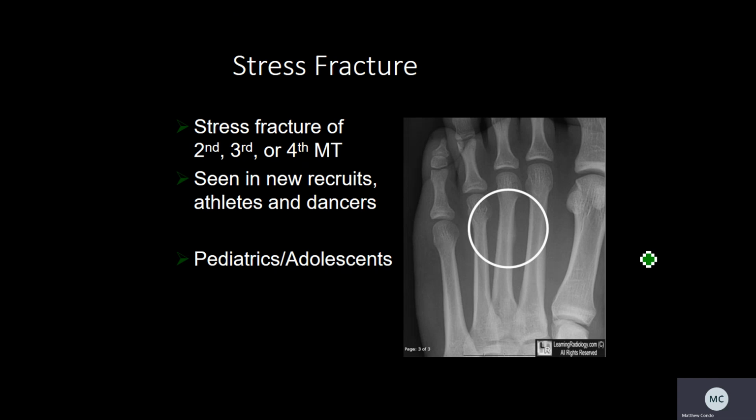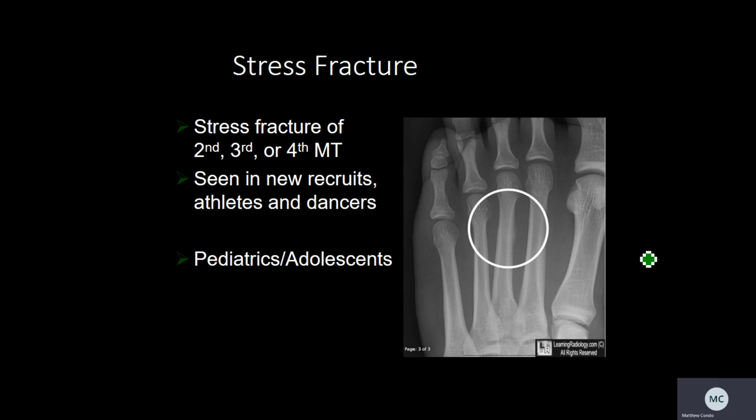This is a stress fracture. Obviously, you can't see it, or it's very obscure. What we can see here is a little bit of cocooning, or a little bit of calcification surrounding that third metatarsal. Typically, we're going to see stress fractures in the second, third, or fourth met heads, or second, third, and fourth metatarsals.